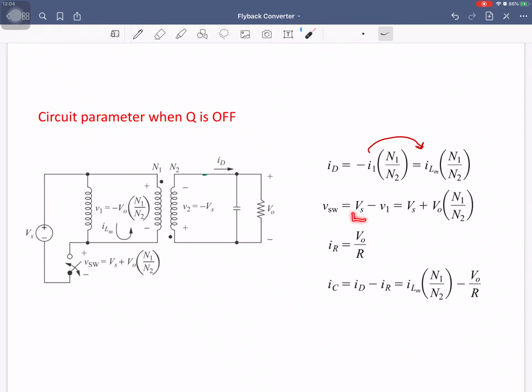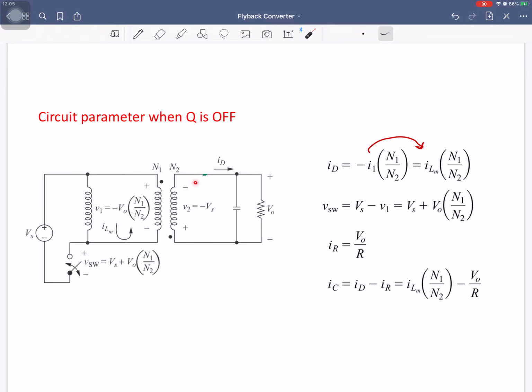So total voltage across the switch is Vs minus V1, and the V1 by itself is equal to minus V0 into N1 by N2. So you will get Vs plus V0 into N1 by N2. So that is the voltage that will be appearing across the switch terminal, and your switch will have to withstand that one. And what is the load current at this point? This is IR, that will be equal to the voltage across your load. Let's suppose that is V0 divided by the load resistance R. So that you can represent with this equation.